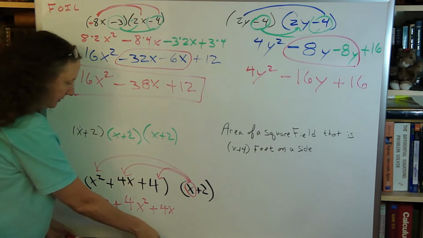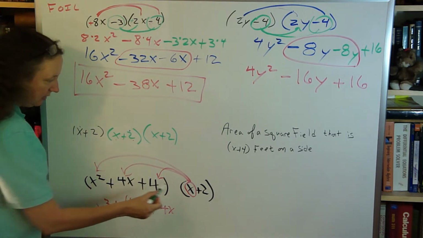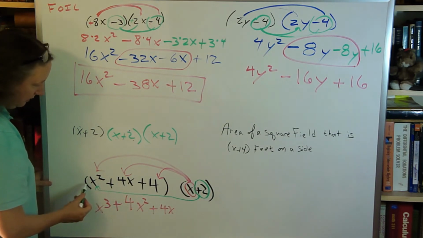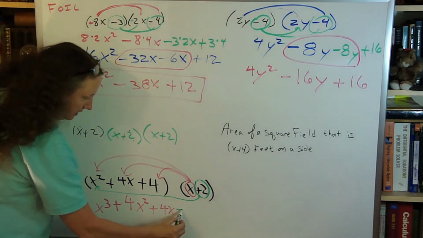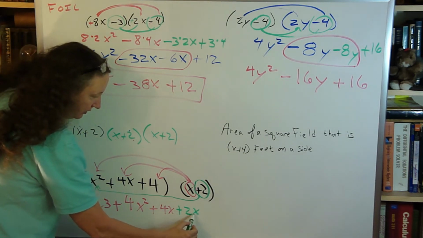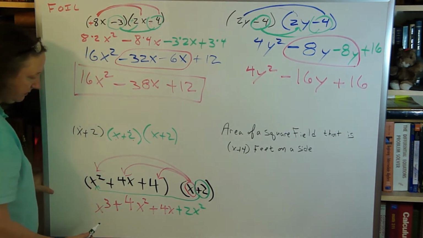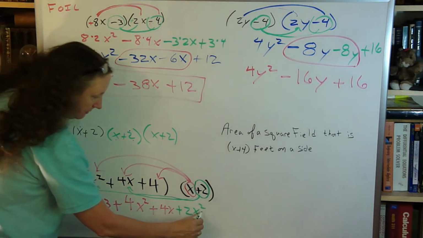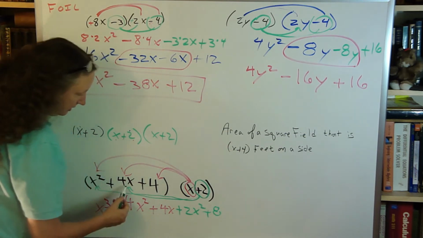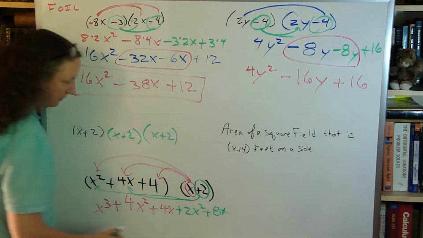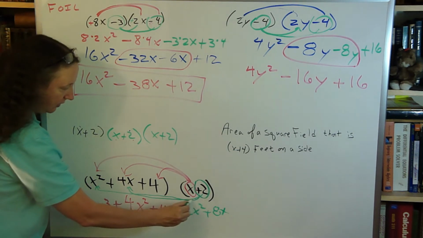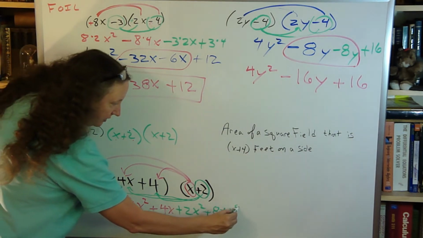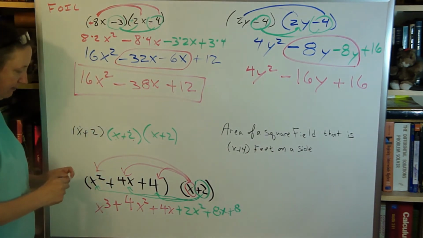That's the first term. Taking the second term in, we have the plus 2 here. Take it to the first term over here. So that's 2 times x squared gives me plus 2x squared. Take it to the second term. 2 times 4 is 8. Bring down my x. Take it to the third term. Plus and plus is plus again. 2 times 4 is 8. And now I've finished that part of it.